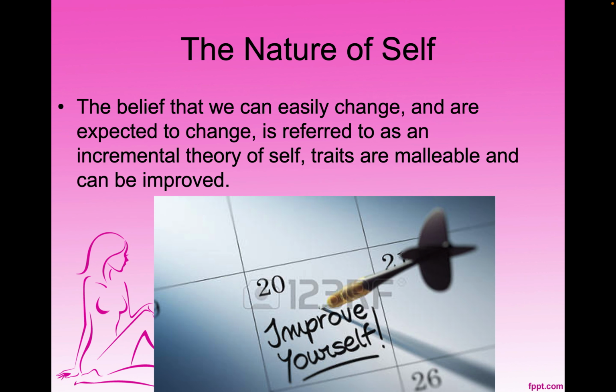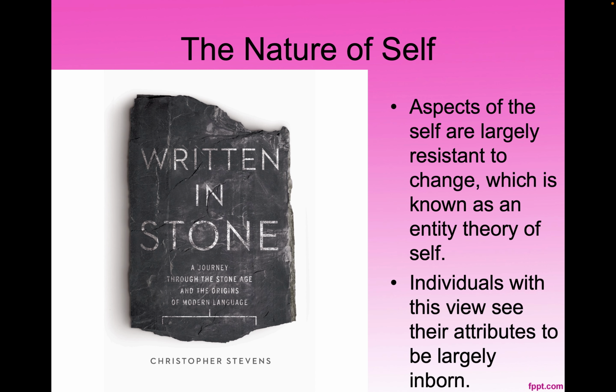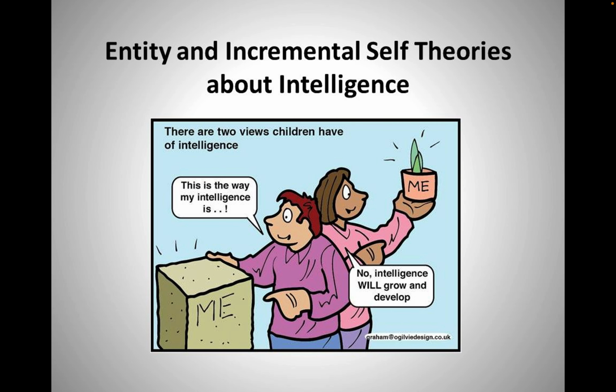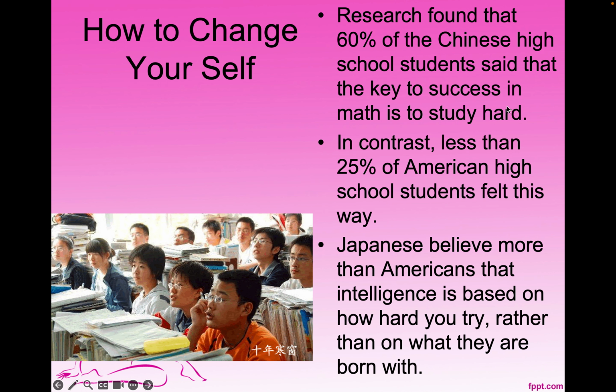The belief that we can easily change and are expected to change is referred to as an incremental theory of self. Traits are malleable and can be improved. Aspects of the self are largely resistant to change, which is known as an entity theory of self. Individuals with this view see their attributes to be largely inborn. Genetic. I can't change. This is the way my intelligence is. No, intelligence will grow and develop. Okay. Entity and incremental self theories.